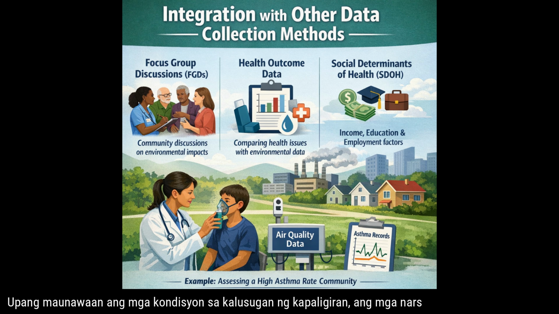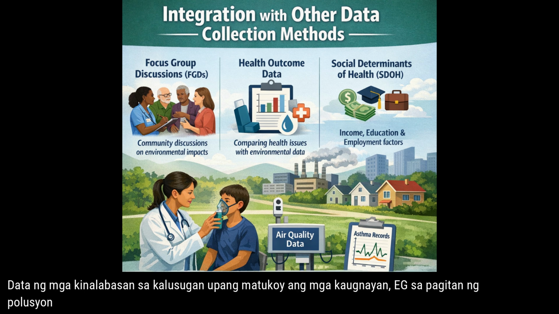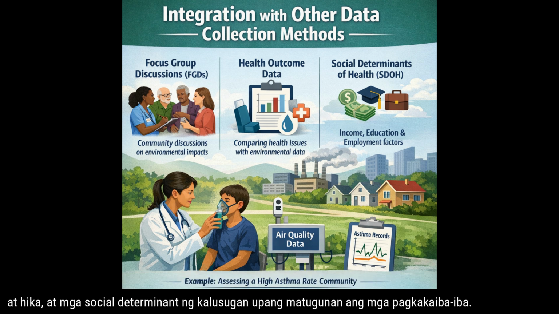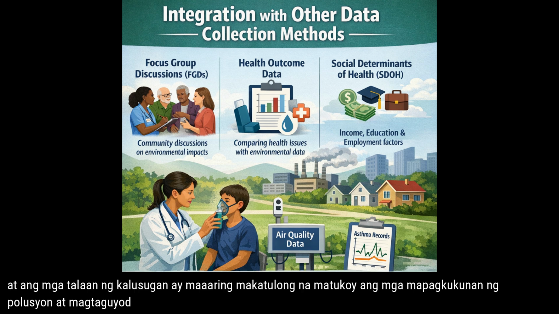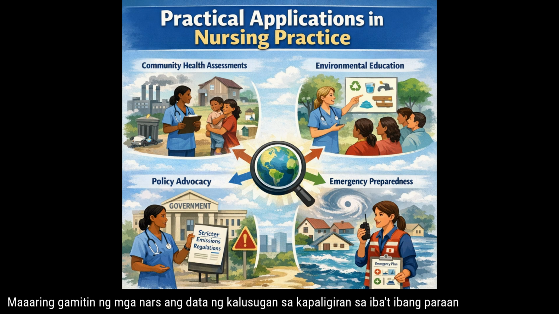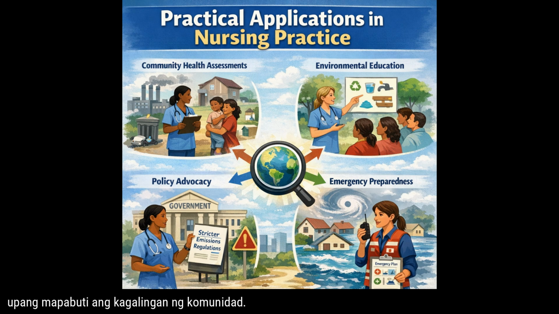To comprehensively assess environmental health conditions, nurses should integrate environmental data with methods like focus group discussions to understand community perspectives, health outcome data to identify correlations, e.g., between pollution and asthma, and social determinants of health to address disparities. For instance, combining air quality data, resident interviews, and health records can help pinpoint pollution sources and advocate for cleaner air policies. Nurses can utilize environmental health data in various ways to improve community well-being.